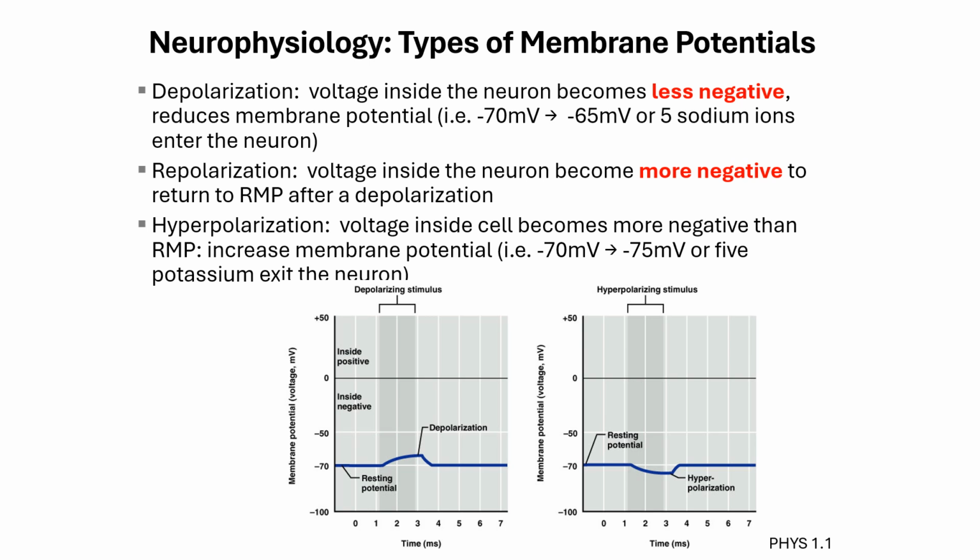This one is just another picture. We have the same thing going on of the inside of the cell. We have a depolarizing potential and we have a hyperpolarizing potential. So just be very, very clear on the terms depolarization and repolarization. They will be very important terms for you to understand.